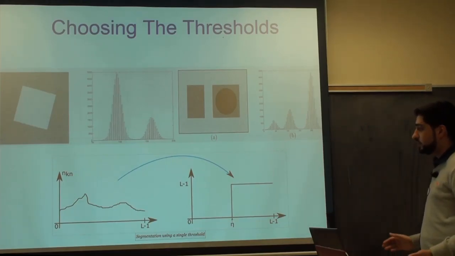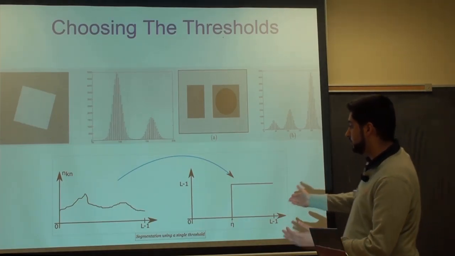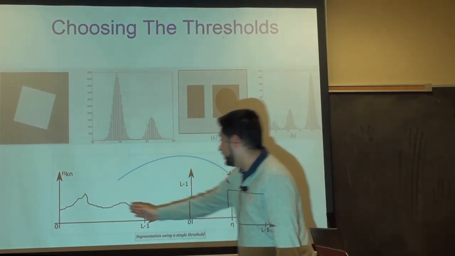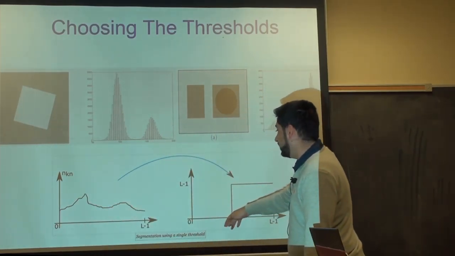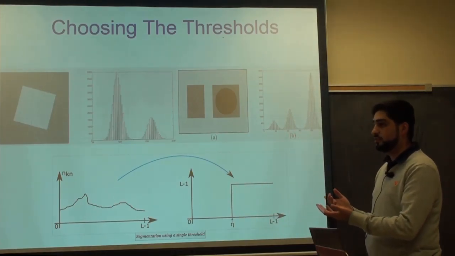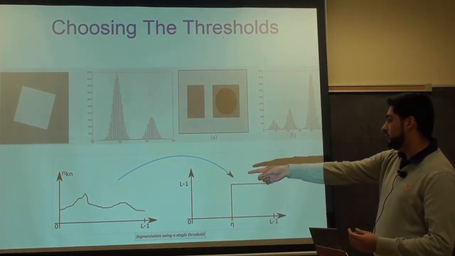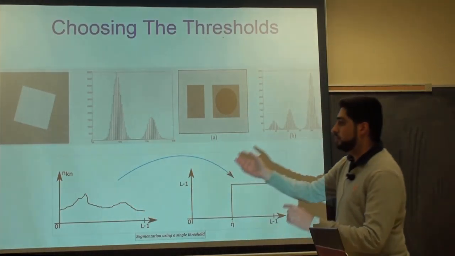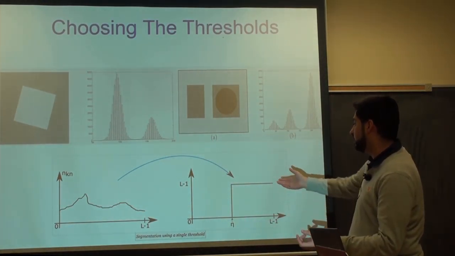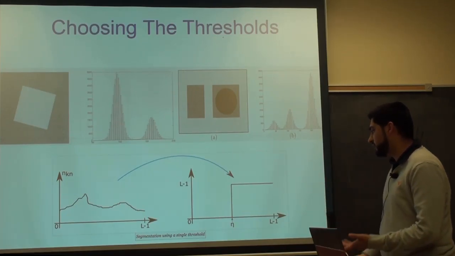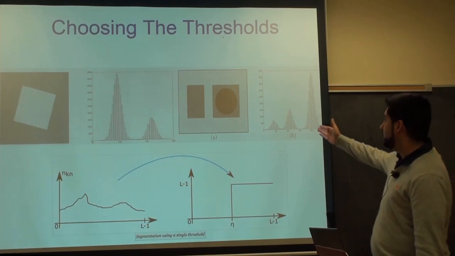In thresholding, basically we try to find a threshold. For this case, we can have a cutoff threshold here and make everything below the threshold 0 and everything above it 1. Or we can do the opposite. You can invert the image if you desire, making black or darker pixels white and lighter pixels black. But basically, it's just a cutoff in the histogram.